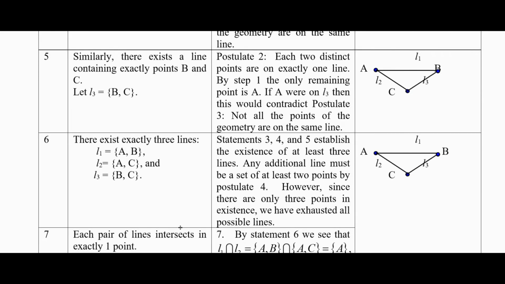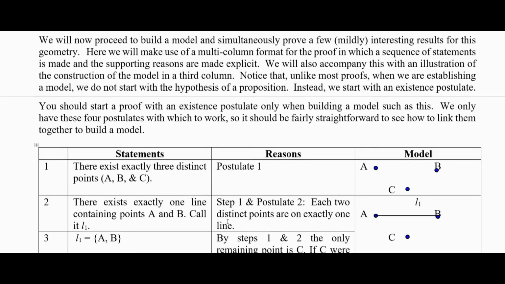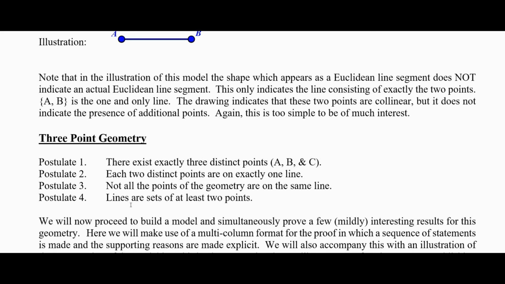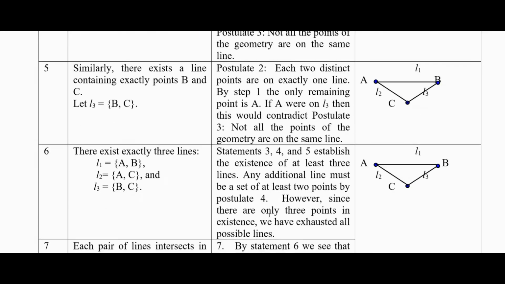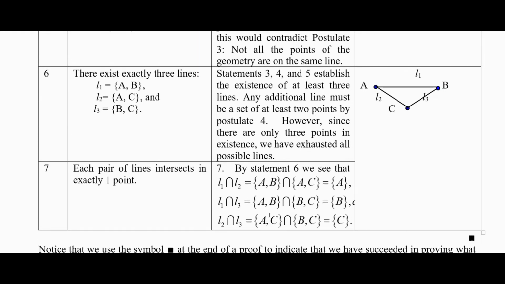And I'm going to say that there's got to be exactly 3 lines. Why couldn't there be more lines? Well, we've already eliminated the possibility that there's a line that contains all 3 points. What about a line containing only 1 point? That could possibly be a possibility, except for postulate 4. Postulate 4 says lines are sets of at least 2 points. They turn out to be sets of exactly 2 points, as we see here.